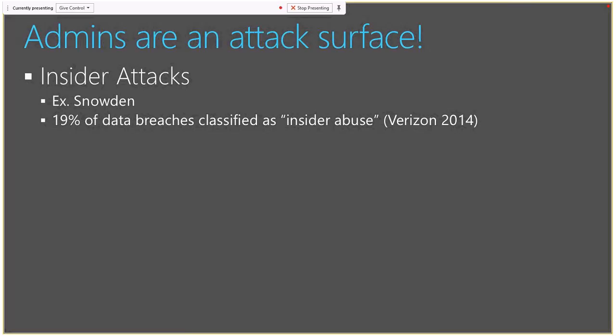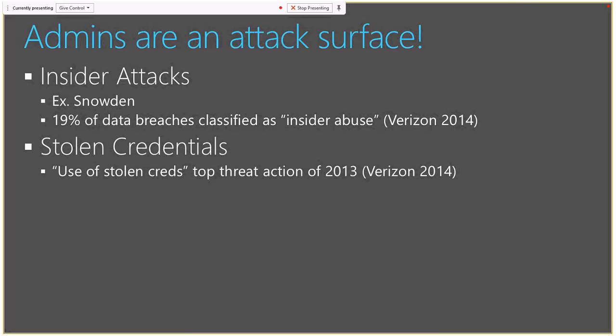So there's kind of 2 forms that this can take. One is insider attacks. So Snowden is an example of this, where Snowden was given administrator privileges, and he used those administrator privileges to the detriment of the NSA. You could also think about, I think Sony might have, but we aren't quite sure. But there's other examples. According to Verizon's data breach report from 2014, 19% of data breaches were classified as insider abuse.